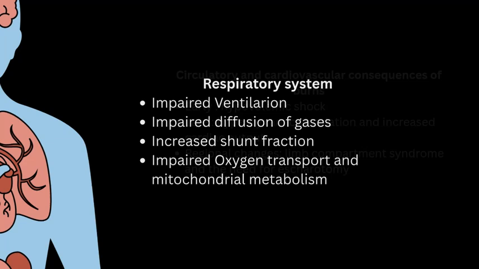Lung compliance can also be compromised if there is pulmonary thermal injury, and ARDS can also follow suit after burn injury. Diffusion of gas will be impaired if there is accumulation of fluid in the lung from pulmonary edema and thermal injury. Shunt fraction will also increase due to ventilation perfusion mismatch. This can be due to collapse of lung, reduction in airway flow due to airway swelling, increase in sputum retention, increase in risk of pneumonia, and finally, impaired oxygen transport and mitochondrial metabolism. This can be due to the direct effect of carbon monoxide poisoning and cyanide poisoning.